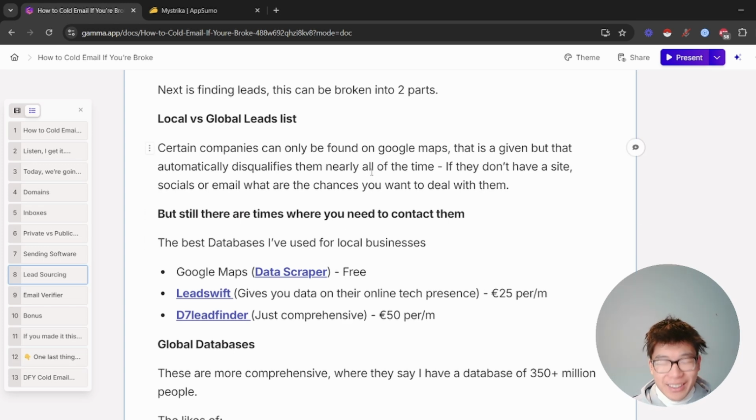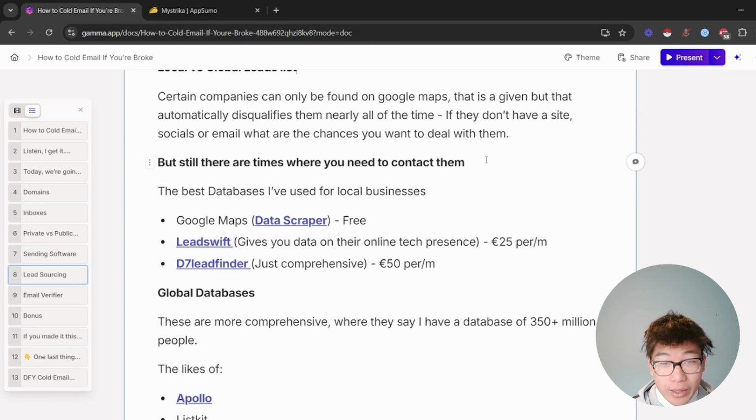Just don't do it. They don't know what they're doing, right? That's just me getting kind of passionate. But if they don't have it, just don't email them, okay? If you want, let's say, starter clients and you want to do free work, go ahead. But in general, these guys are poor. But still, there are times you will need to contact them.